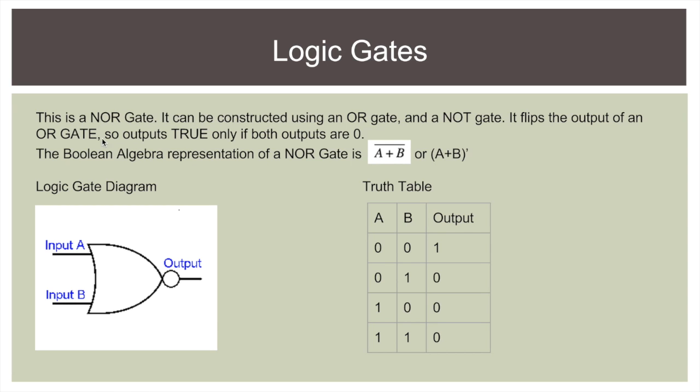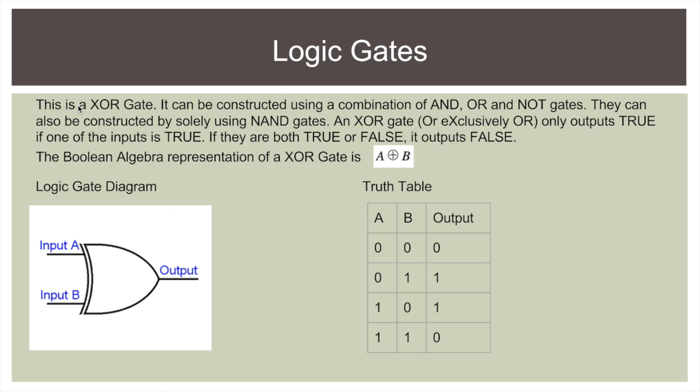So this is a NOR gate, and it can be constructed using an OR gate and a NOT gate. It flips the output of an OR gate, so outputs true only if both inputs are 0. And we can see the Boolean algebra representation of a NOR gate. It's A plus B with the line, or A plus B with the apostrophe. Again, the same as the OR gate with the line or the apostrophe to represent the fact that it's the NOT version of it. Inputs are the same. We've got the dot like we had before with the NAND gate, and we've got the truth table here. As you can see, it's only true if both inputs are 0.